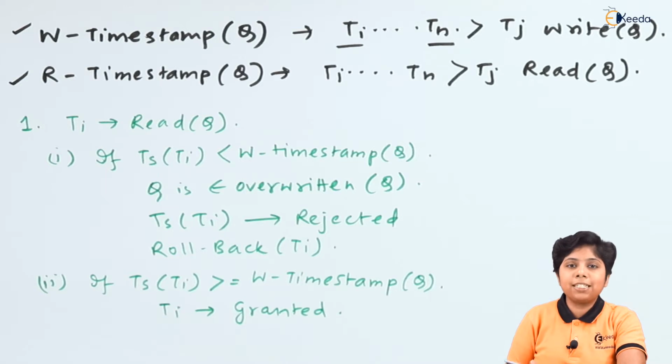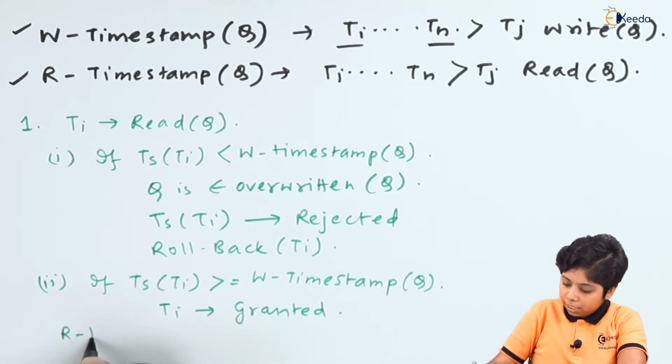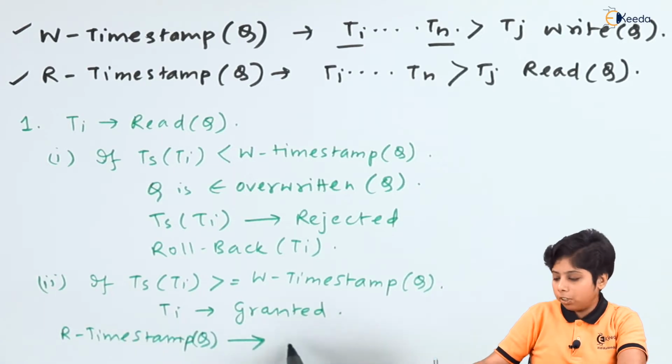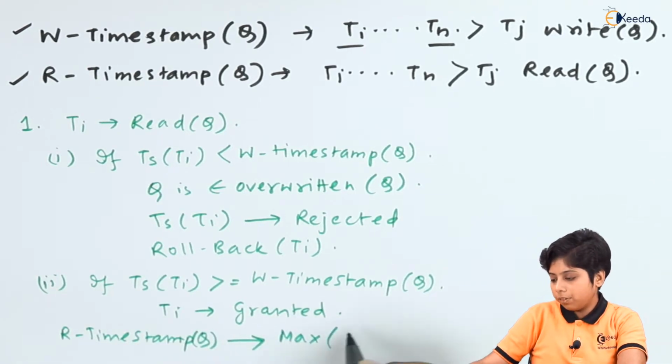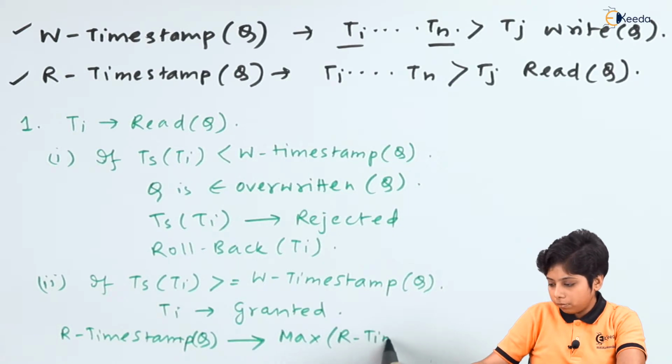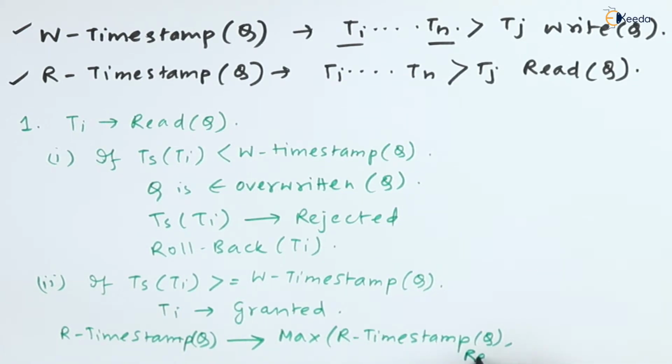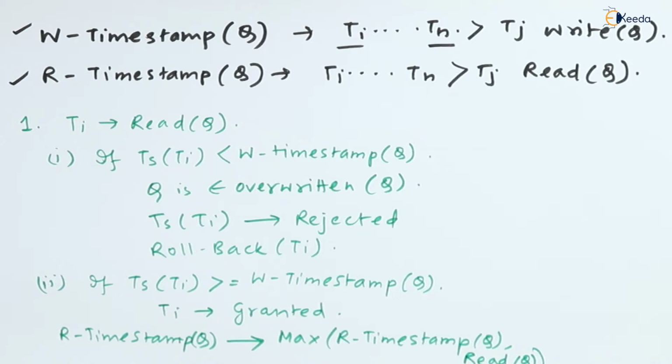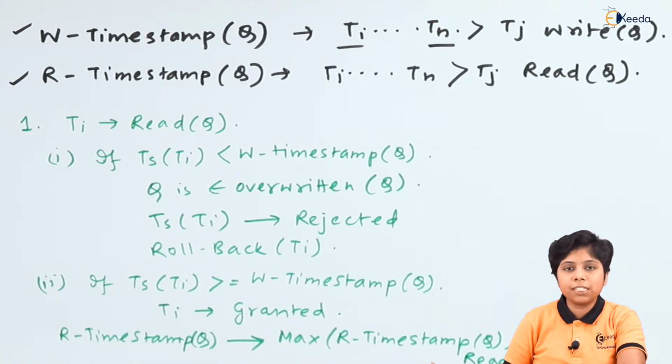and we need to set this R timestamp Q to the maximum of this TS(Ti) and this R timestamp Q. So now my R timestamp Q goes to the max of R timestamp Q and TS(Ti). So now we can say that of the R timestamp and the read timestamp, whichever has the larger value, we will set that value to our R timestamp Q. So this is for the read operation.